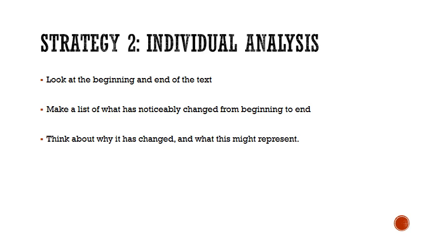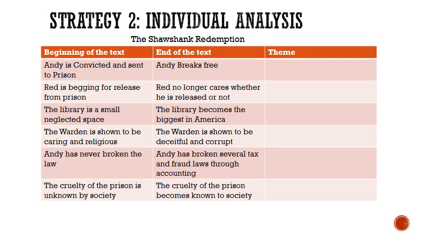So in strategy 2, you're going to look at the beginning and the end of the text, and you're going to make a list of what has noticeably changed from the beginning to the end. So then you're going to think about why it's changed and what this might represent. Okay, so this is just another way of thinking and generating ideas. So here's the list I came up with.